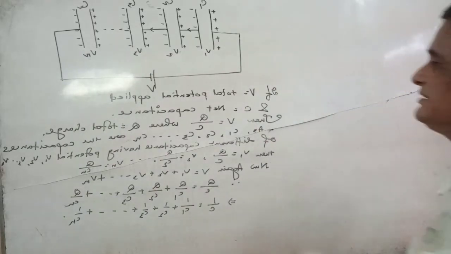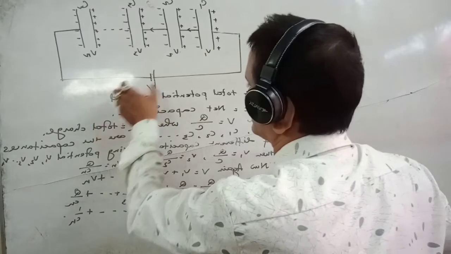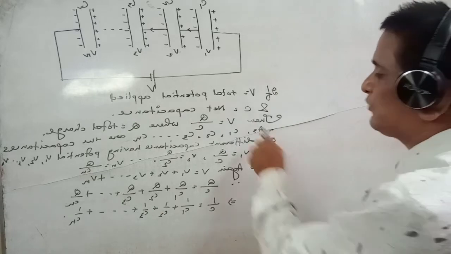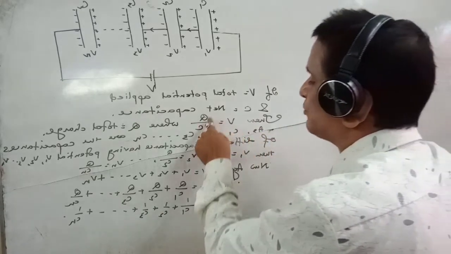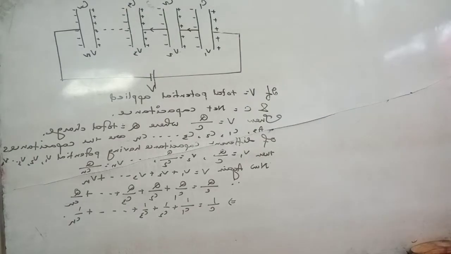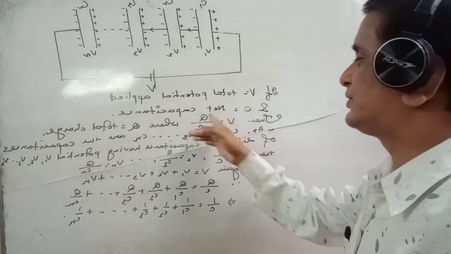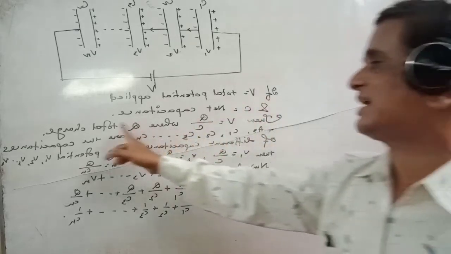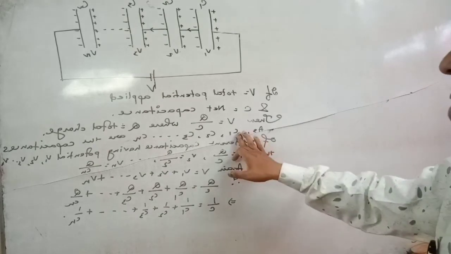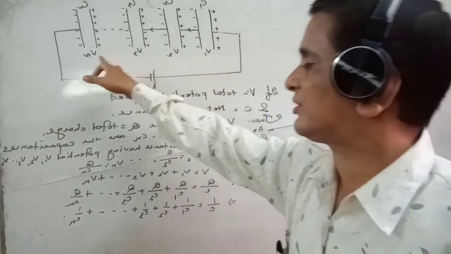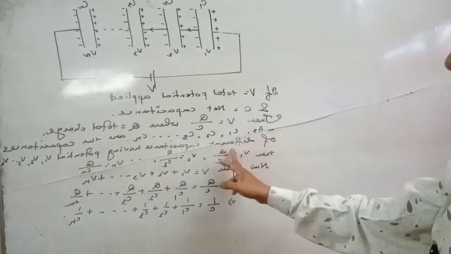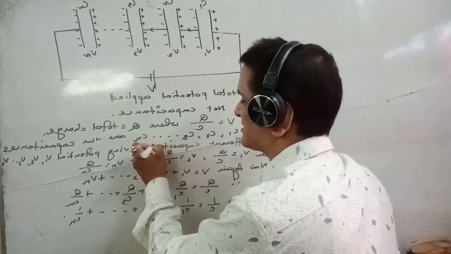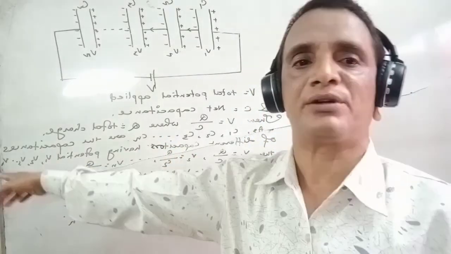Is it clear? Let us assume that V is the total potential applied and C is the net capacitance. Then we know the formula C equals Q by V. So from there we can say V equals Q by C, where Q is the total charge, and C1, C2, C3, Cn are the capacitances of the different capacitors, having potentials V1, V2, V3, Vn.